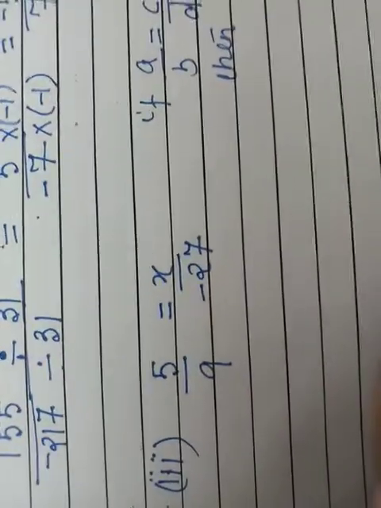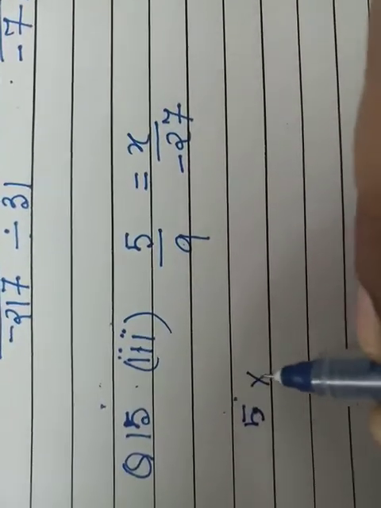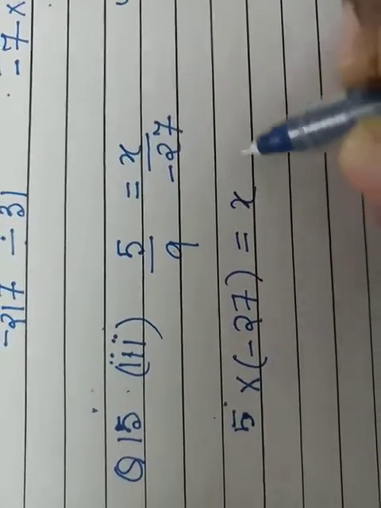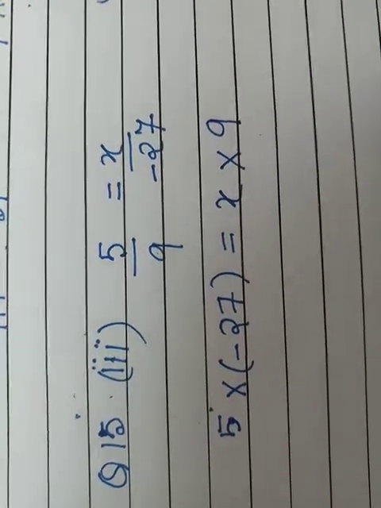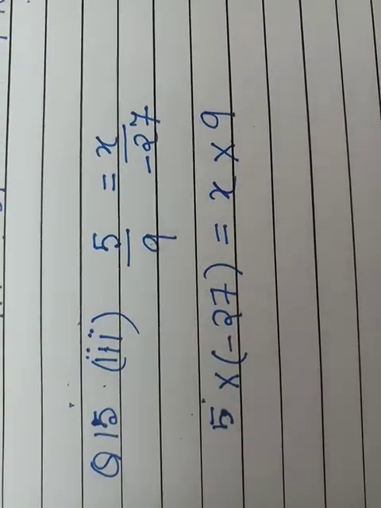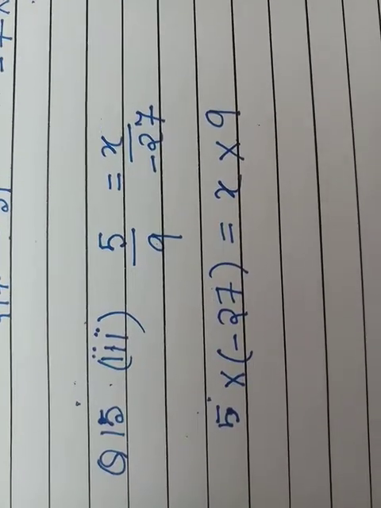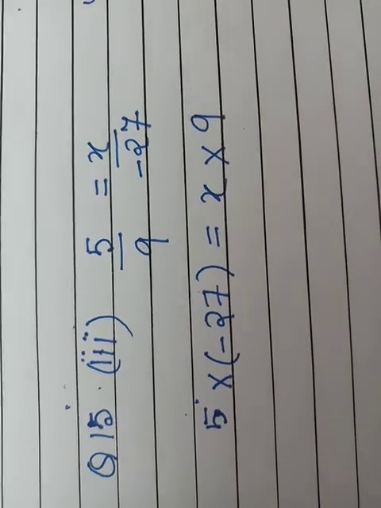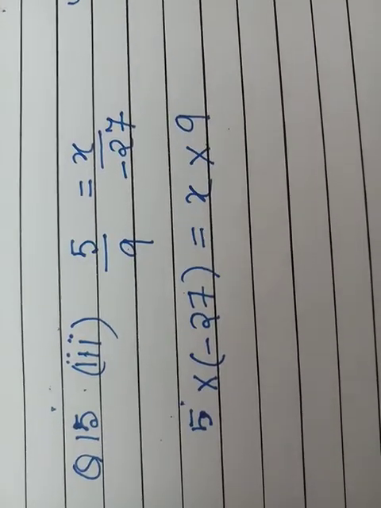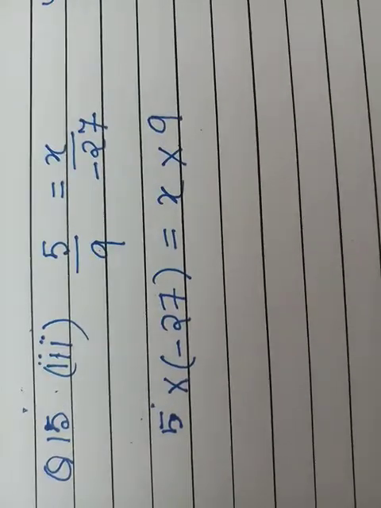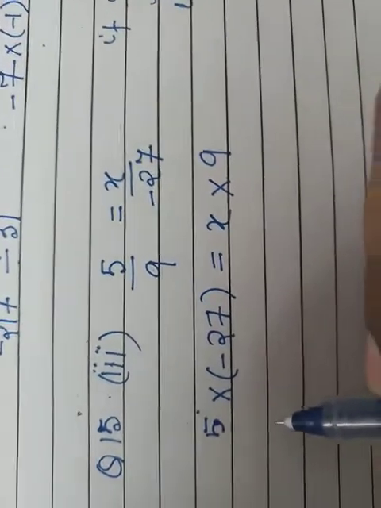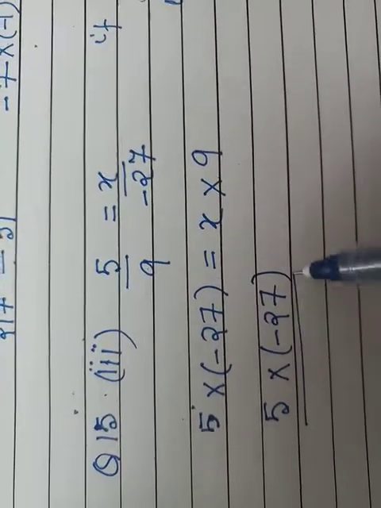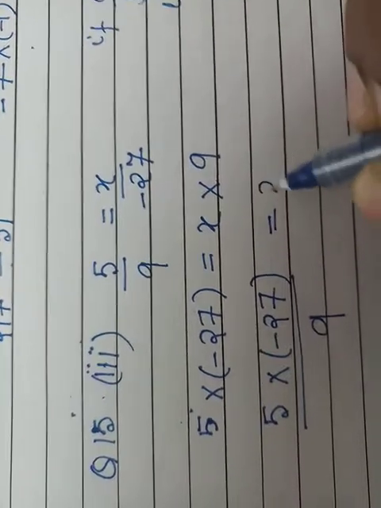So what does it mean? 5 into minus 27 is equal to x into 9. Okay, now as we are looking for the value of x, so we transpose 9 to the other side, that is left side. What is the fundamental operation between x and 9? It is multiplication, so we divide it on the next side. So 5 into minus 27 upon 9 is equal to x.